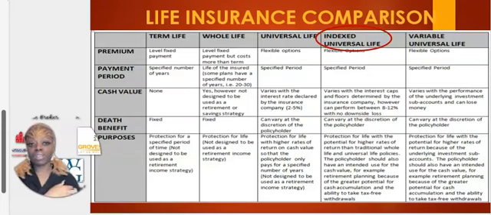The Index Universal Life Insurance is one of my flagship products, which I will be making a video going into more detail about, because if you don't know about it or you don't have anyone to explain this to you, you're not going to know what this policy can do for you. But the Index Universal Life is one of my flagship products.